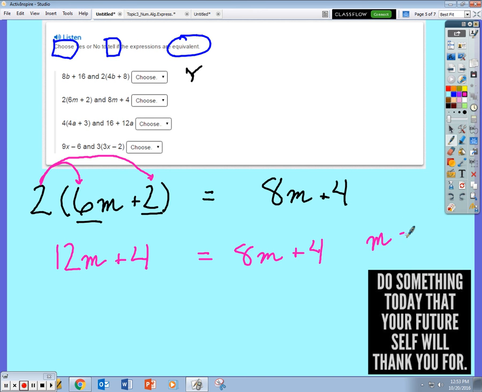So let's try a 1. 12 times 1 is 12. 12 plus 4 is 16. 8 times 1 is 8. 8 plus 4 is 12. No, those are not equivalent. So this would be a big no. All right. Let's try the next one.